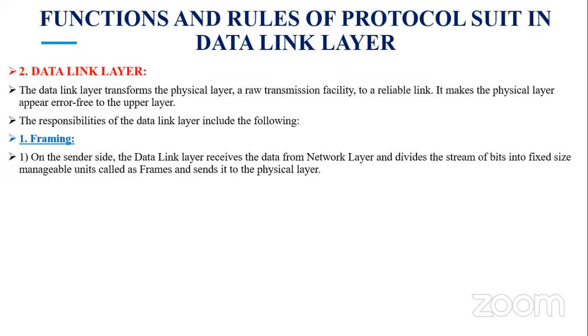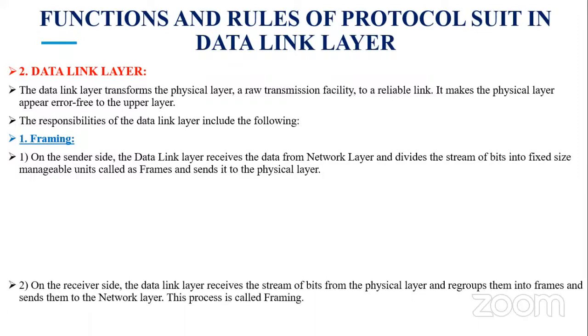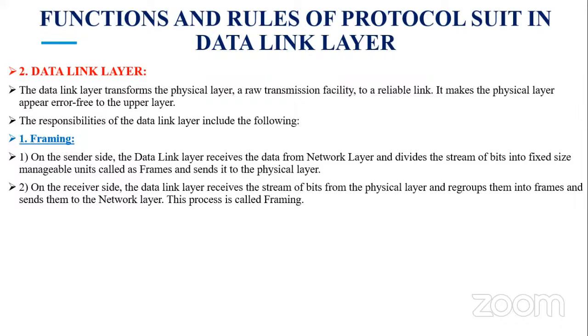On the sender side, the data link layer receives data from the network layer, divides the stream of bits into fixed manageable units called frames, and sends them to the physical layer. That's what we have discussed. From the network layer it will receive a packet, and it will divide the packet into various frames, various units with fixed size. Those fixed size units are called frames in the data link layer. That frame will be transferred to the physical layer. That is called framing. This is at the sender side.